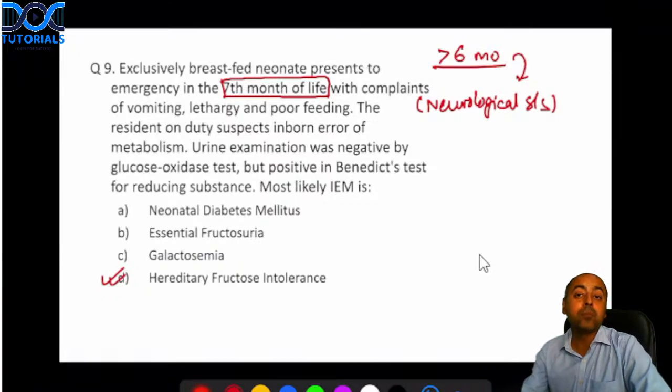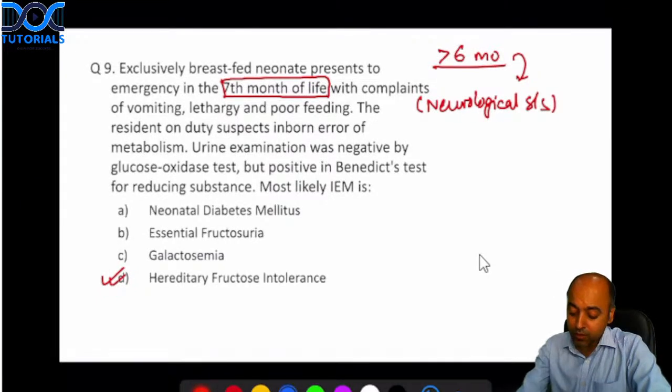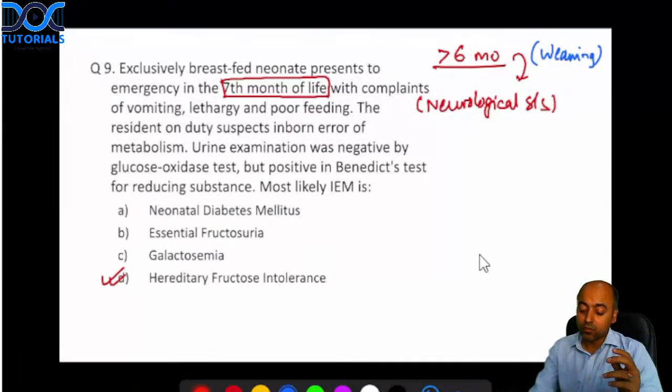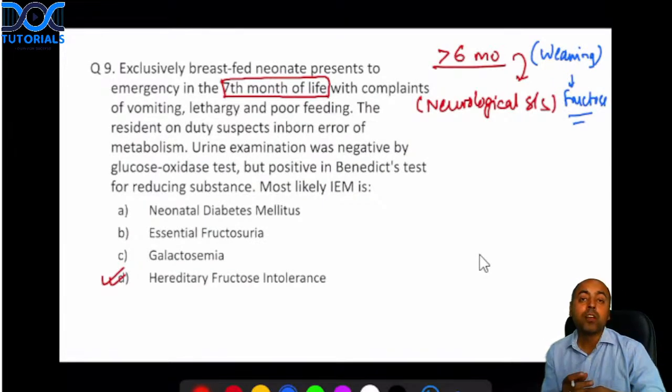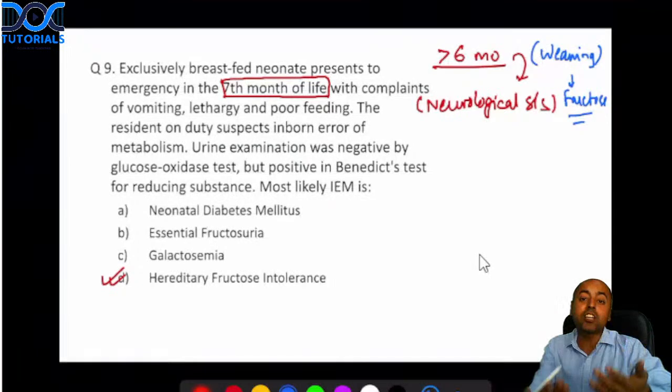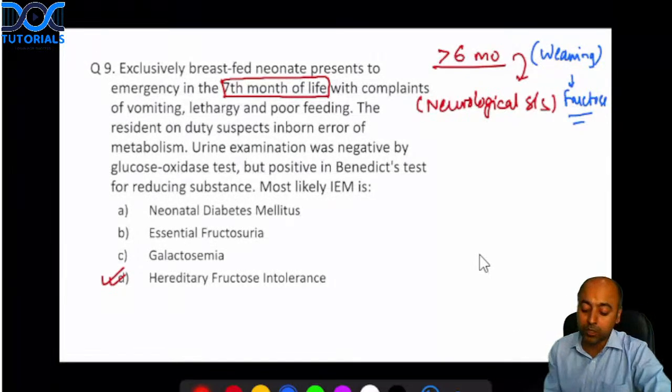What is the importance of the age 6 months? This is when we start doing the weaning. When you start doing the weaning, you add fruits, fruit juice, fruit pulp, solid fruit, which will contain fructose. So fructose related disorder will become apparent at the age greater than 6 months when the weaning has been started. You start the weaning and then the presentation will come. If you start the weaning late, the presentation will come late. If you start the weaning early, the presentation will be earlier.